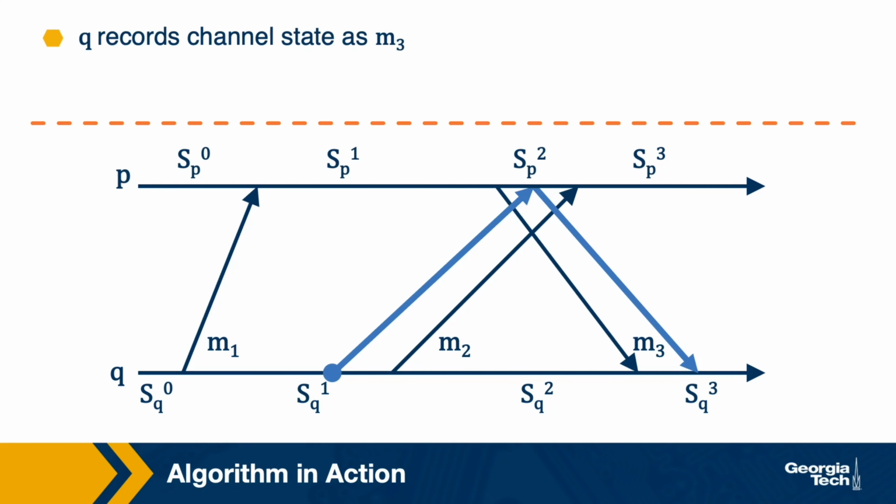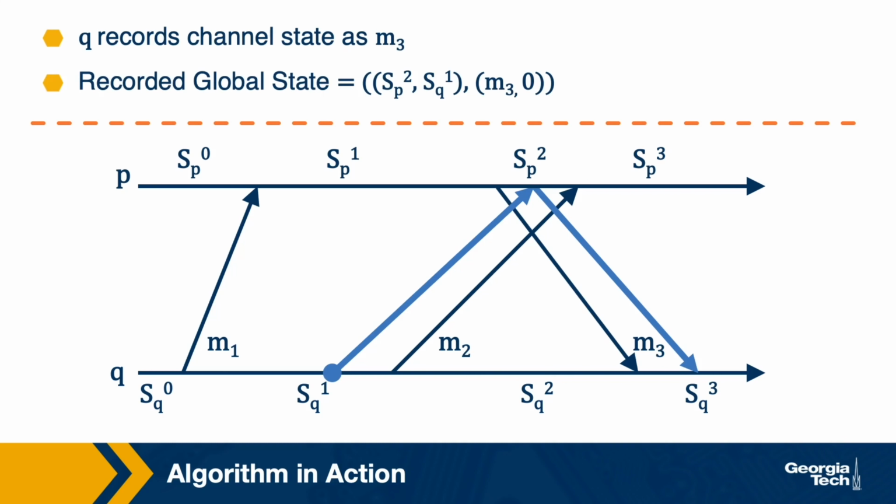However, in terms of the snapshot information that we're capturing, we've already captured this information about process Q, state SQ1. And therefore, the state of the channel from P to Q that corresponds to this state of process Q is such that the message M3 is still somewhere in transit.